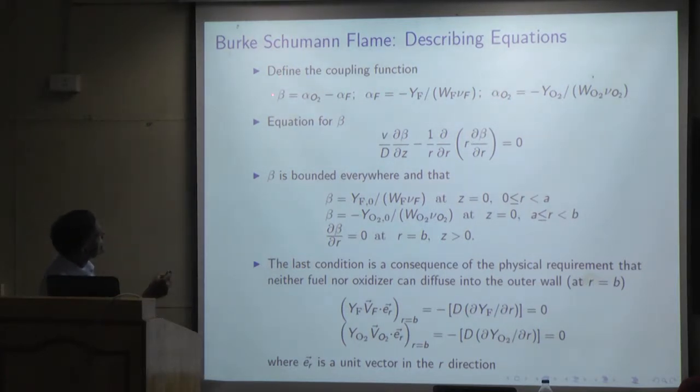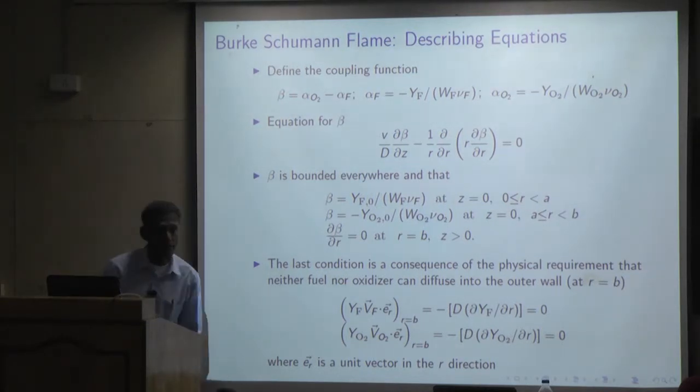And you saw in the first lecture, you can define a coupling function beta, which is alpha O2 minus alpha F, and this coupling function should satisfy this particular source-free equation. And this is because the reaction is one step, so the rates at which the fuel is consumed and the oxygen is consumed are about the same because there's only one reaction. So when you combine them in this particular form, the source terms in the fuel and the oxidizer disappear. So this is the equation for the coupling function beta in terms of the radial coordinate.